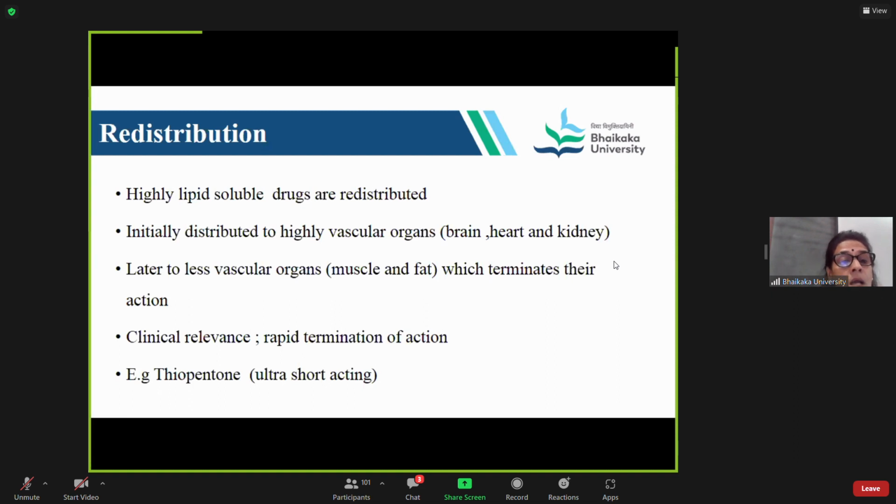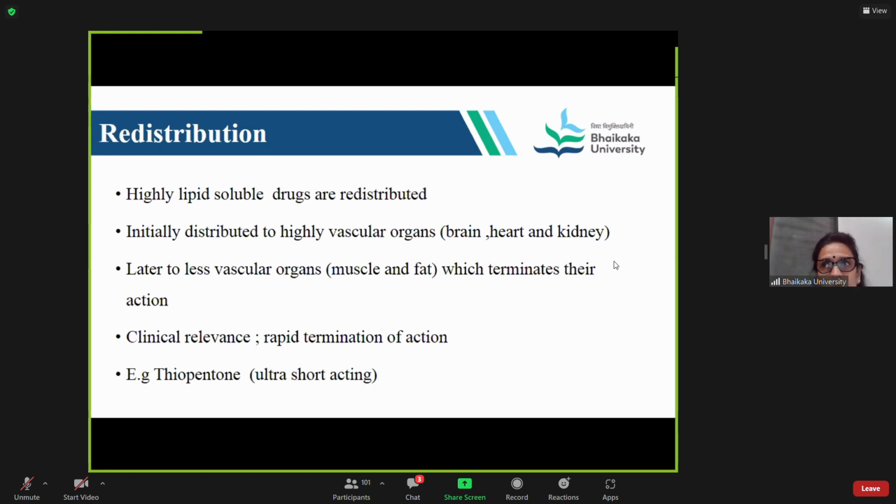Please remember, a drug having this redistribution capacity will be very, very short acting, ultra short acting. If you remember, I told you the thiopentone example. You can apply this thiopentone example here. Thiopentone is a general anesthetic agent. It's stored in fat. But initially it will distribute to the highly vascular organs, that is brain, heart, and kidney. And then it will enter the less vascular organs, that is muscle and fat. And then it will terminate its action.